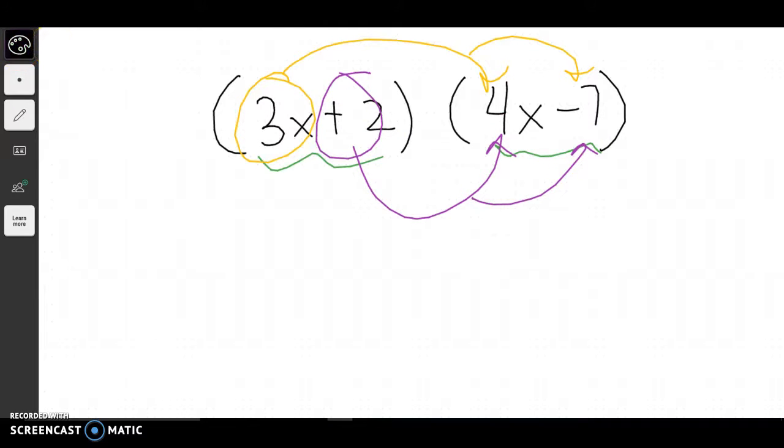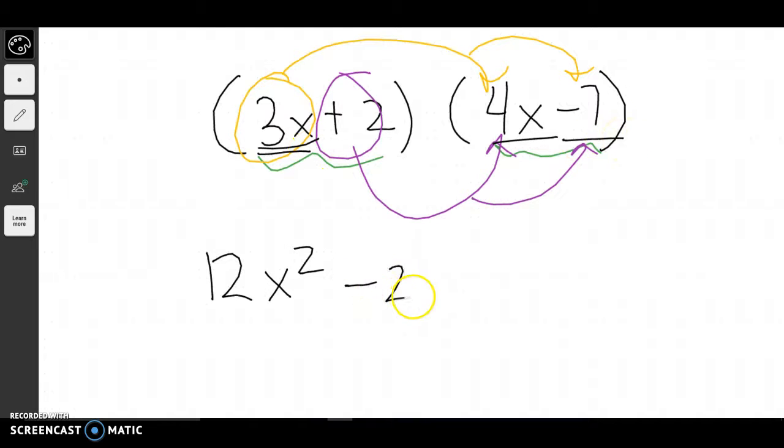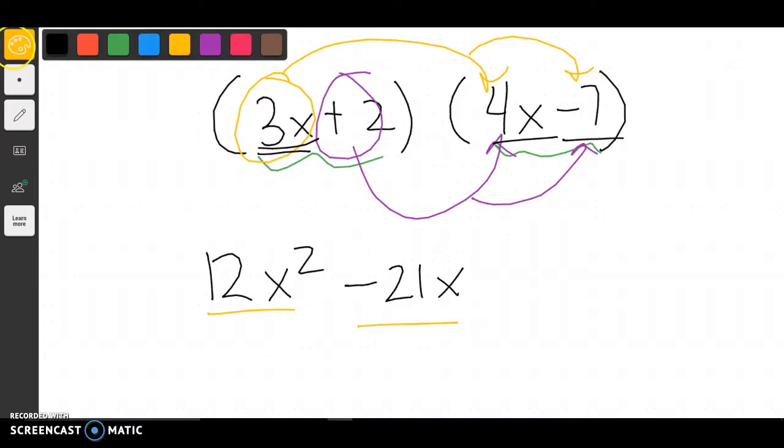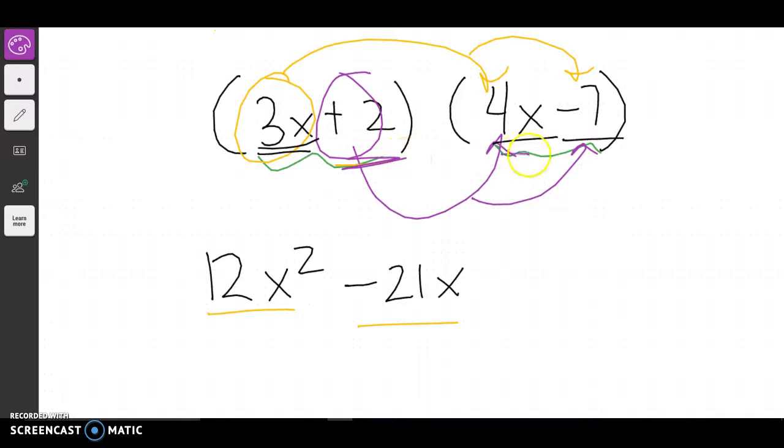So let's start with the 3. You do 3x times 4x, and you'll get 12x squared. You'll do the 3x times the negative 7, and you'll get negative 21x. Again, we've just finished distributing off this yellow portion. So now we'll have to distribute off this purple portion. So I'll get 2 times 4x, which will give me 8x. I'll do 2 times negative 7, which will give me negative 14.